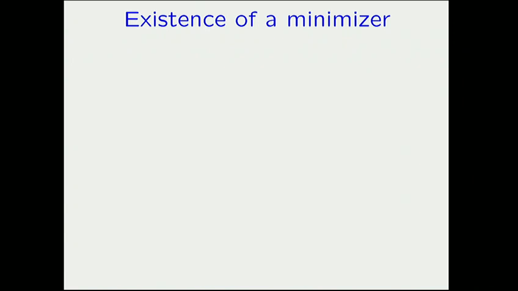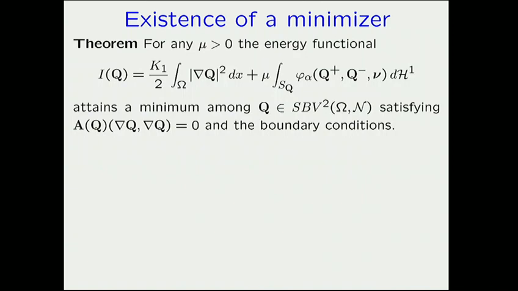And now you can prove the existence of a minimizer, so this is more or less standard once you've got the BV ellipticity, etc. So we have the gradient of Q squared, and we have the energy here, and it attains a minimum satisfying this constraint.